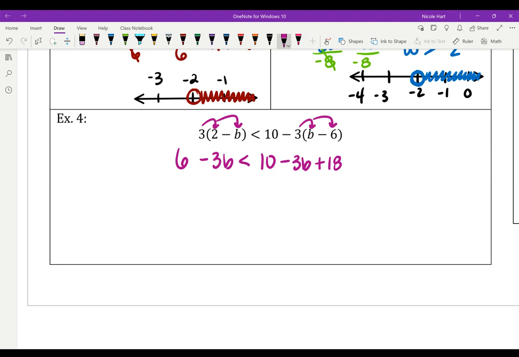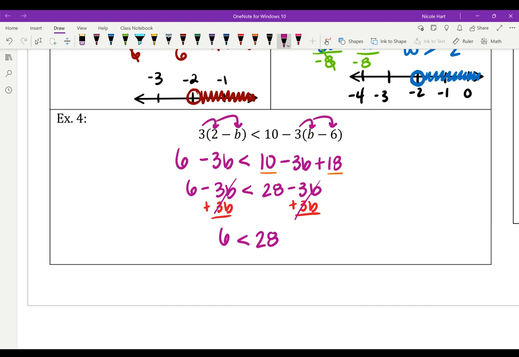And then we are going to combine like terms. We can combine 10 and 18 together. So 6 minus 3b is less than 10 plus 18. It's going to give us 28 minus 3b. And then we can start moving things around. I am going to add 3b, add 3b. And when we do that, oh my goodness, it cancels out the b's on both sides. So we're left with 6 is less than 28.